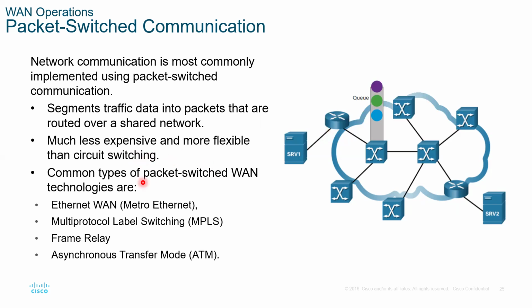And the common types of packet switched WAN technologies we have are Ethernet WAN, MPLS, frame relay, and ATM. So with circuit, we have PSTN and ISDN. With packet, we have Ethernet, MPLS, frame relay, and ATM.